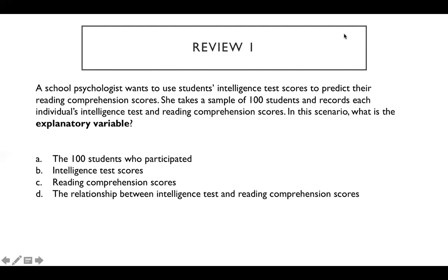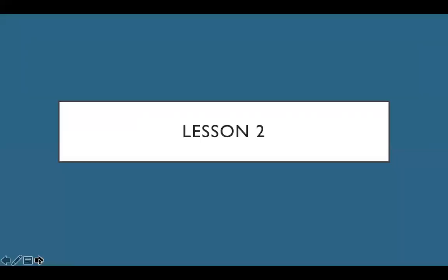All right, great. Everybody got this one right. The answer is B. Here, intelligence test scores is our explanatory variable. If we were looking for the response variable, it would be reading comprehension scores, because that's what we want to predict. Okay, so we're done with lesson 1.